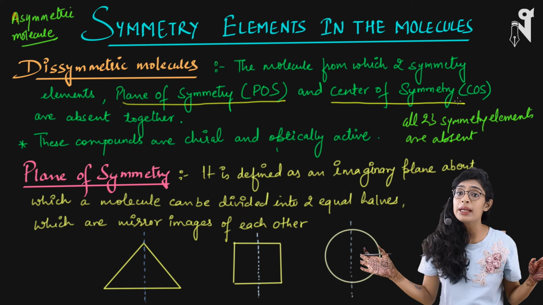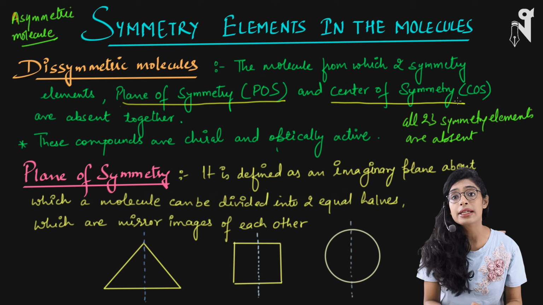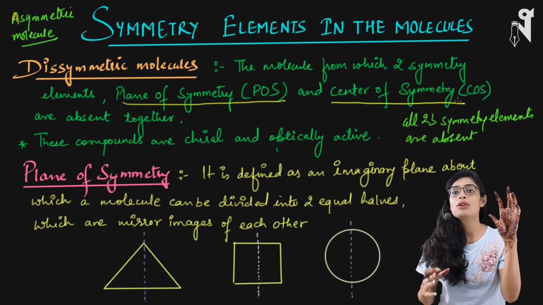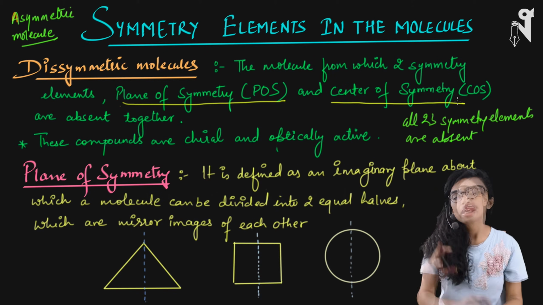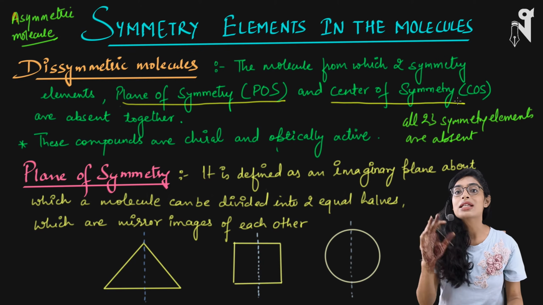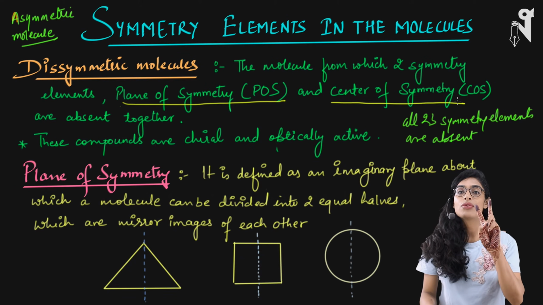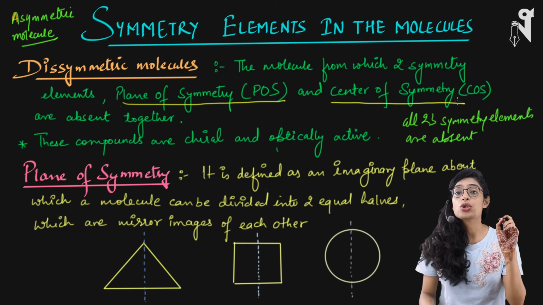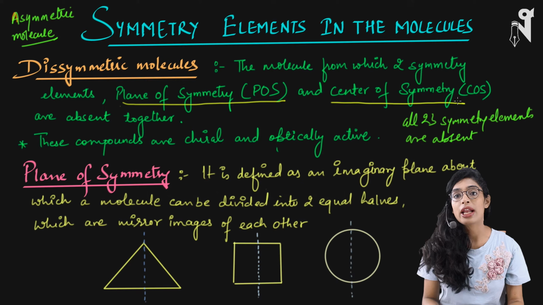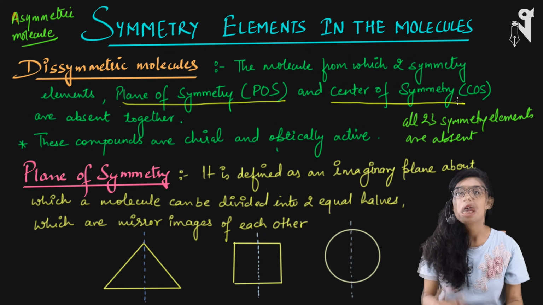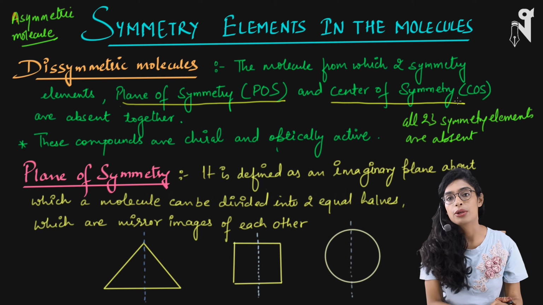If all the 23 elements are absent, then it is the ideal condition. But if, let's say, all other symmetry elements are present, but plane of symmetry and center of symmetry are absent, then also the molecule will be chiral, or must be chiral. And such molecules may possess other symmetry elements. So the molecules in which two symmetry elements are mandatorily absent, irrespective of whether other symmetry elements are present, are called dissymmetric molecules.